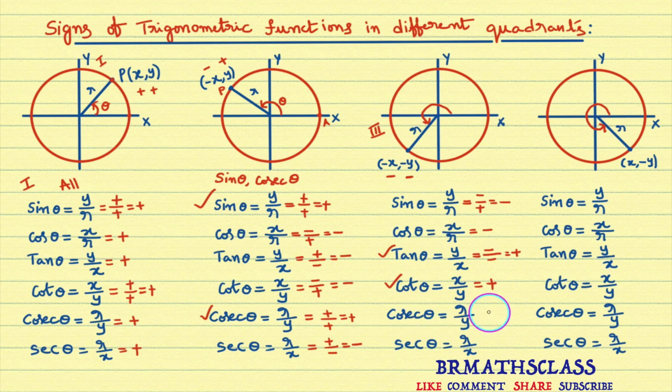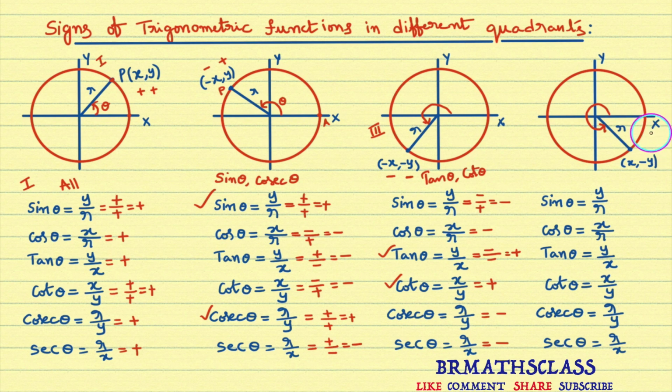You see about cosecant, r is positive, y is negative. Positive divided by negative, negative. Here r is positive, x is negative. Positive divided by negative, negative. You can understand that in the third quadrant, tan theta, cot theta are positive. You can observe remaining all trigonometric functions are negative. So, in the third quadrant, what are positive? Tan theta is positive, cot theta is positive. Remaining all trigonometric functions are negative.